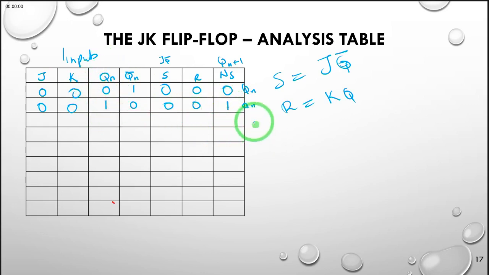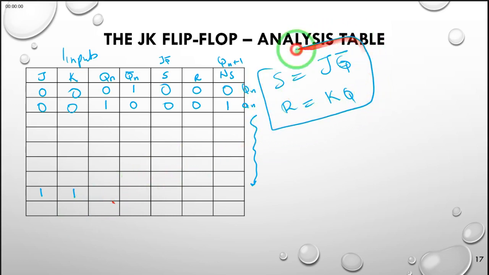We can do the analysis similarly for all of them. The only one that will be different is when J is 1 and K is 1, because this will differ from when S was 1 and R was 1. Remember, one of the states that we don't use in the SR flip-flop is when S is 1 and R is 1. That is why the JK was developed, to mitigate that ambiguity, and that is going to be seen at this point.